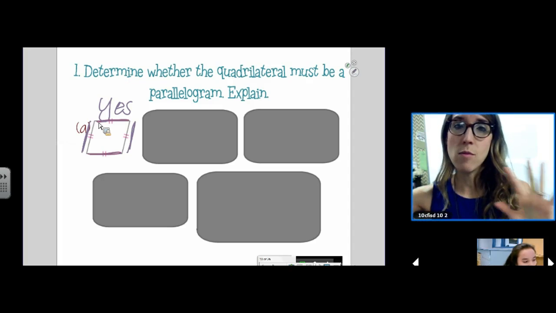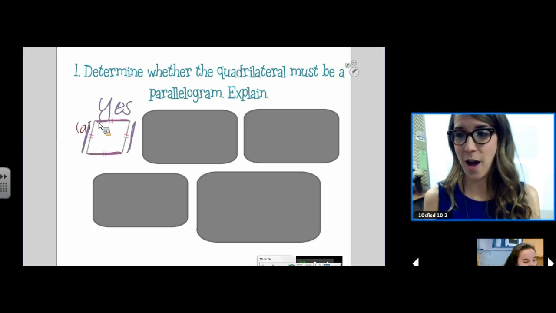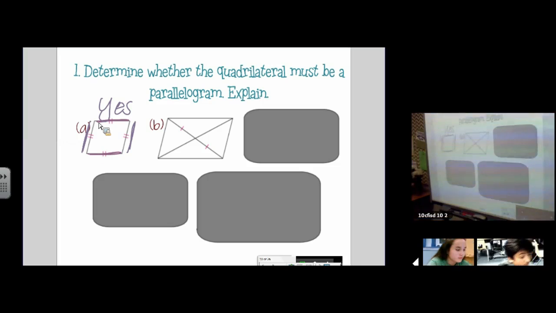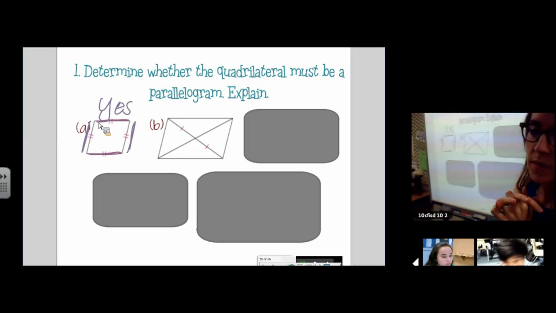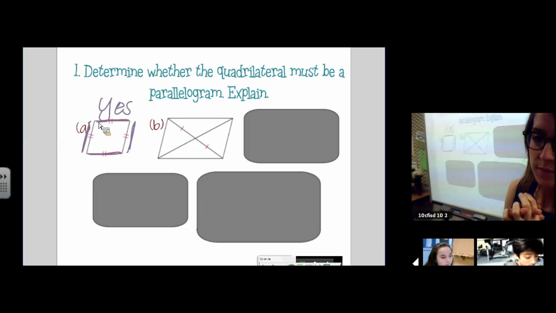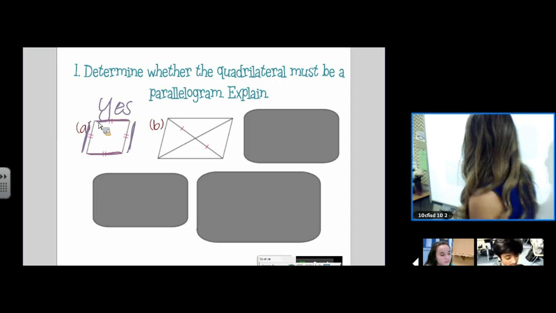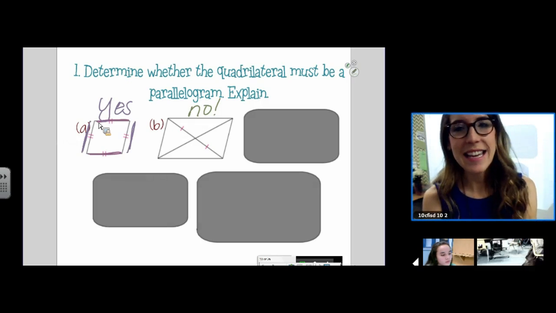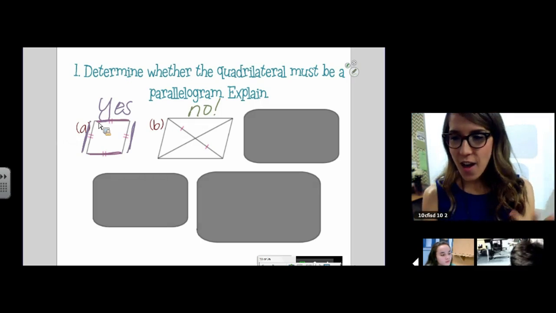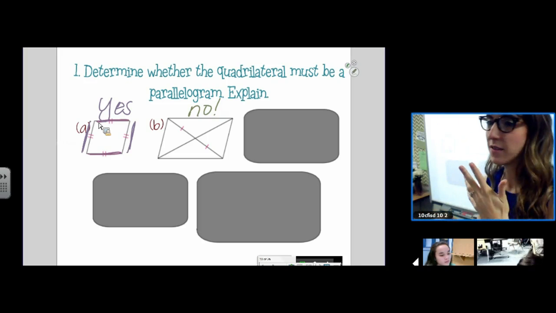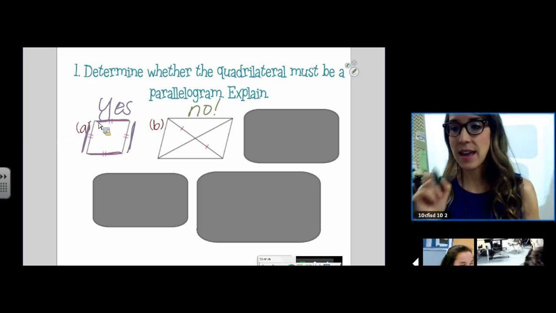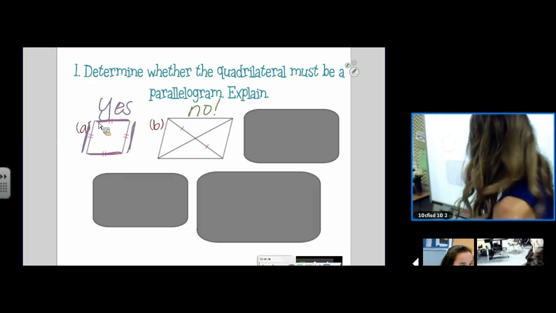That checklist is the least it's allowed to do. It can totally have more qualifications. It can be overqualified for the job. It just can't be underqualified. Next one, try letter B. Determine if the quadrilateral must be a parallelogram? The answer is no. Oh my heavens. Are the diagonals bisecting each other? No. One diagonal was bisected, but we don't know anything about the other. That could be a kite. It could totally be a kite, and we'll learn more about kites next week.